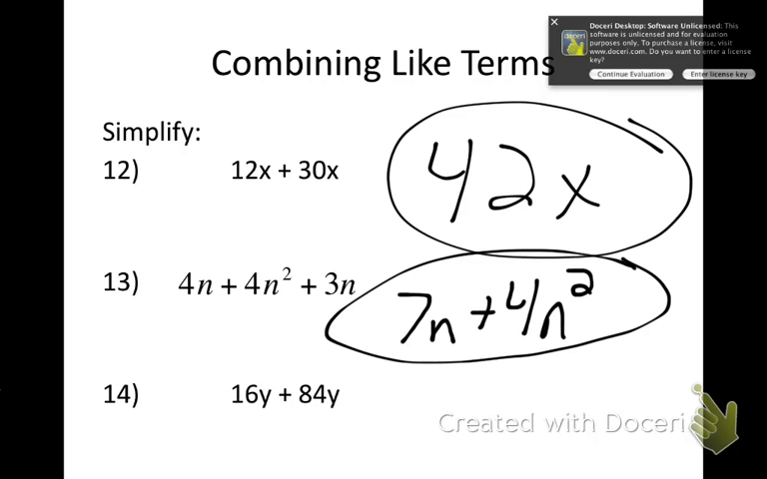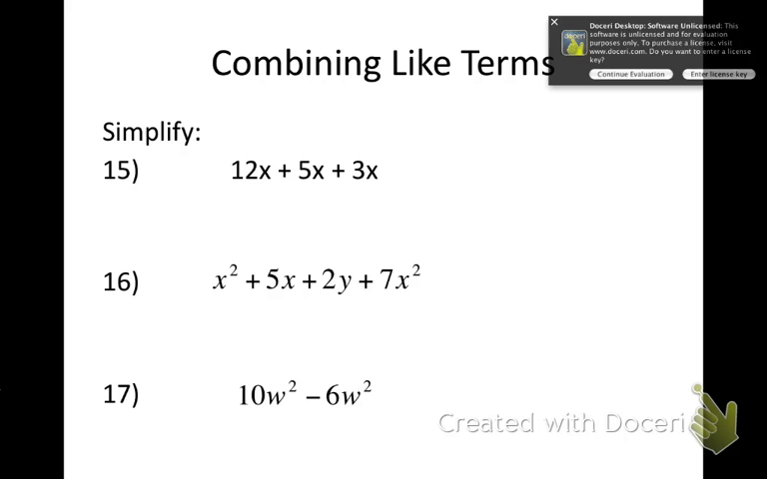14, 16y plus 84y. What do I get, Justin? Thank you. 100y. Good work. Try these next ones here on your own when they come up. Or if you see it on your iPad, you can do it. There we go. Try these three. All right, let's look at these here. Number 15, Andy, what do you get when you combine all those? 20x, nice job.